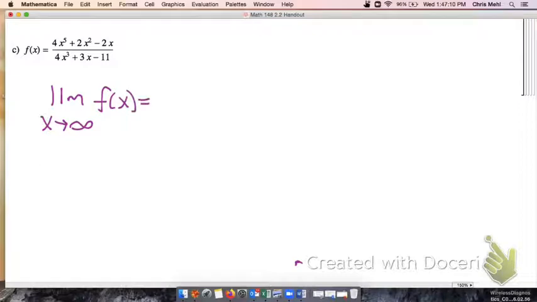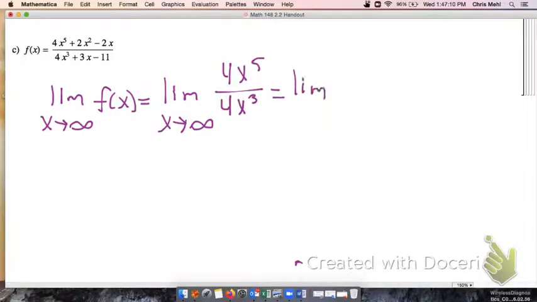This time what you're going to notice is that the ratio of leading terms would be 4x to the fifth over 4x cubed, and then you can simplify, and you will get, I believe, just x squared. So the 4's will cancel, and x to the 5th over x to the 3rd is x squared. X squared is a parabola that opens upward. So the limit of x squared as x goes to infinity is positive infinity.